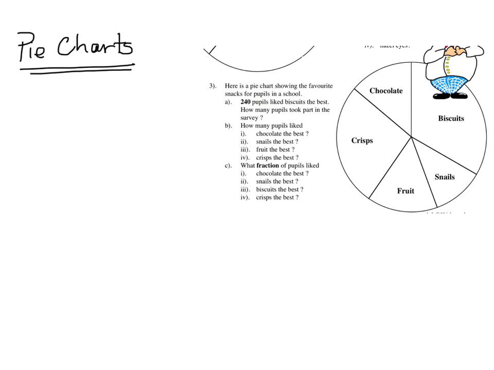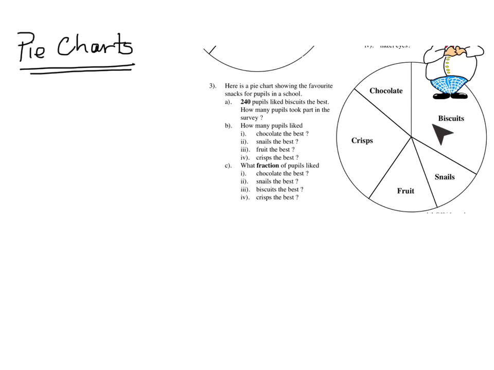So here's a pie chart showing the favorite snacks for pupils in a school. The very first part of it tells me 240 pupils like biscuits best. So this is the biscuits here, and they've told me 240 students like biscuits. Now they want to know how many students took part in the survey. So we need to know how many students are in the whole pie chart.